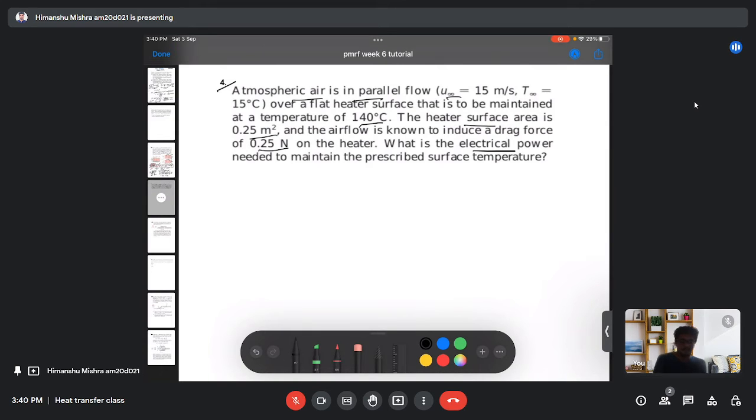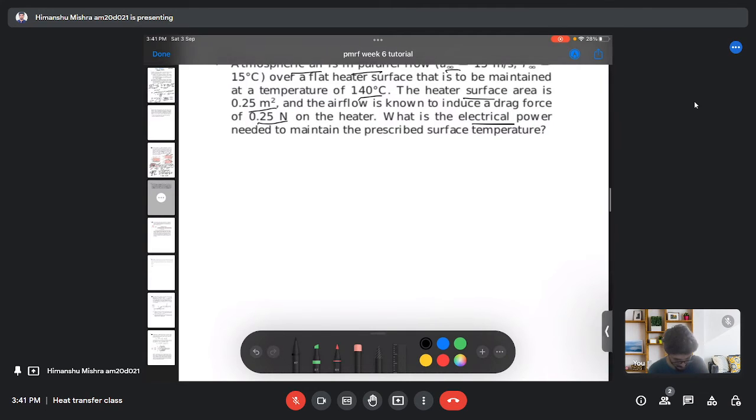So we need to find the power, and we are given the drag force. By using the Reynolds analogy, we can define the relationship between the drag force coefficient and the heat transfer coefficient. We have been given the drag force actually, not the drag force coefficient. So we need to find the drag force coefficient first, and then we can use the correlation which relates the drag force coefficient and the heat transfer coefficient. From that we will find the heat transfer coefficient.